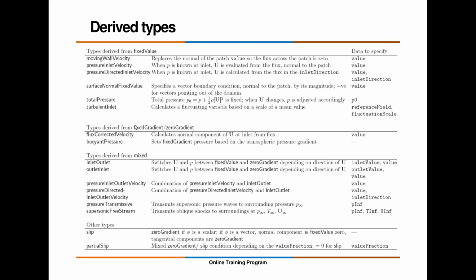This turbulent class of condition is very useful. Then some conditions are based on the fixed gradient or zero gradient, like flux corrected velocity, buoyant pressure. So these few entries are also available. Then some mixed type of inlet outlet conditions: pressure inlet outlet velocity, pressure Dirichlet type of conditions, pressure transmissive, supersonic free stream. Another is the slip condition, which we sometimes require. Zero gradient if phi is scalar; if phi is vector, the normal component is fixed value 0 and tangential components are zero gradient. So the normal component on that particular patch is fixed at 0 value.